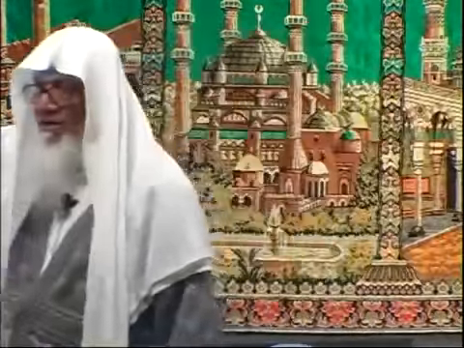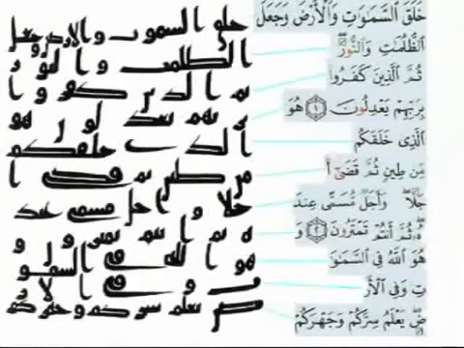The first element is the consonantal text of the Quran, without vowels, only consonants. Of course, long vowels are incorporated, like waw, alif, ya. These are called huruf al-illa. But the short vowels, fatha, damma, kasra, are not there. Not even the dots. Now, this is the beginning of Surah Al-An'am. The first two words are not here.